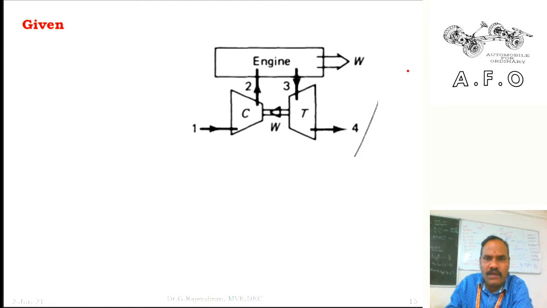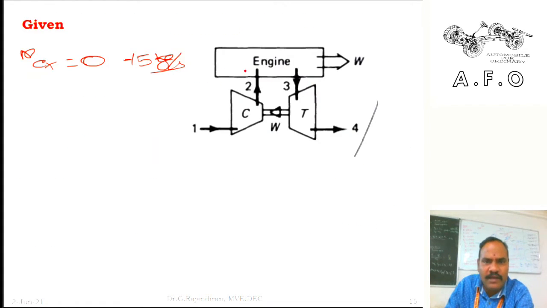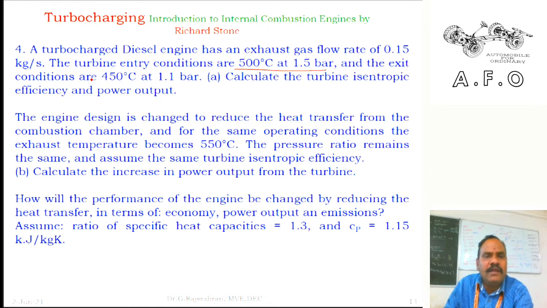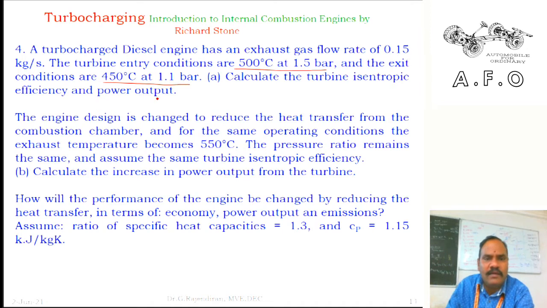They are given the turbine entry condition, mass of the exhaust is equal to 0.15 kg per second, and the turbine inlet conditions are 550 degrees centigrade and 1.5 bar. The turbine exit conditions are 450 degrees centigrade and 1.1 bar. Then calculate the turbine isentropic efficiency and power output.